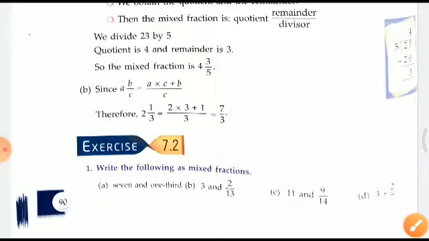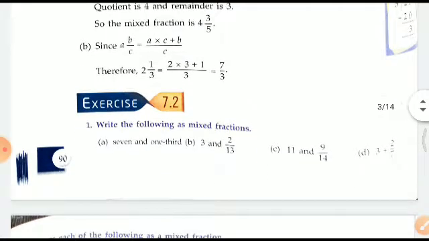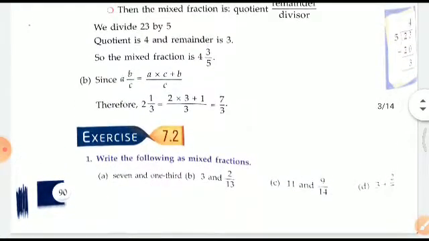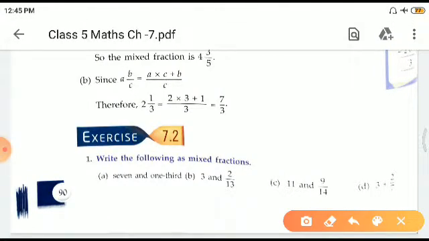Right? Now in exercise 7.2 you have to write them as mixed fractions, 7 and 1/3. So this will straight away become nothing, and means plus. So this will be 7 1 by 3. 3 and 2 by 13. So 3 2 by 13, right? Like that you have to do it.